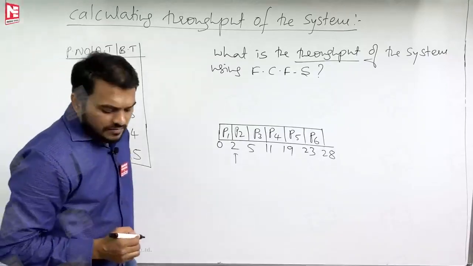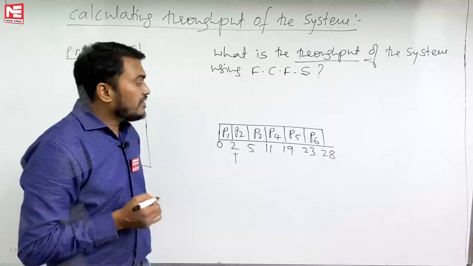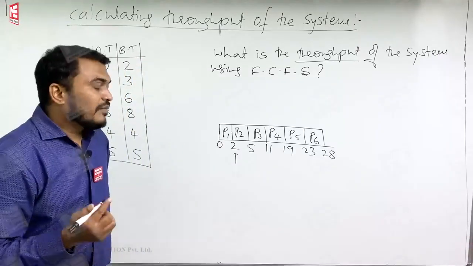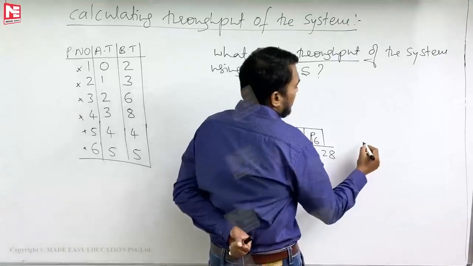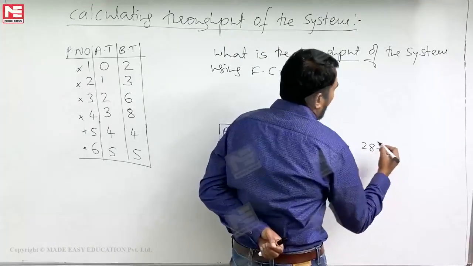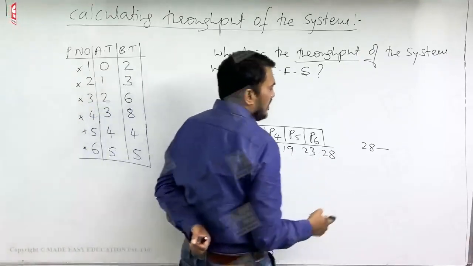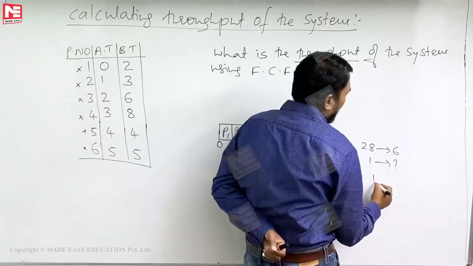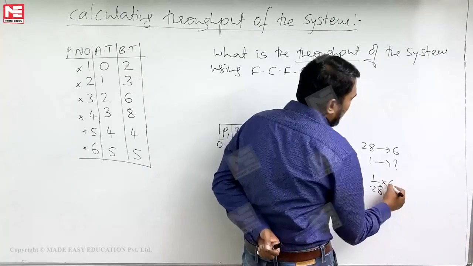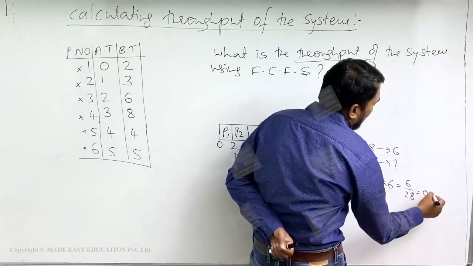Now throughput of the system. Generally, how do you think you calculate the throughput? Understand here: throughput of the system is generally the number of jobs completed per unit time. So generally you might have done it like this. To complete all these jobs, how much time are you taking? 28 seconds. So in 28 seconds you are completing 6 jobs. In 1 second, how many jobs do you complete? That is 1 by 28 multiplied by 6, so that is 6 by 28. Indirectly, how much is this value?